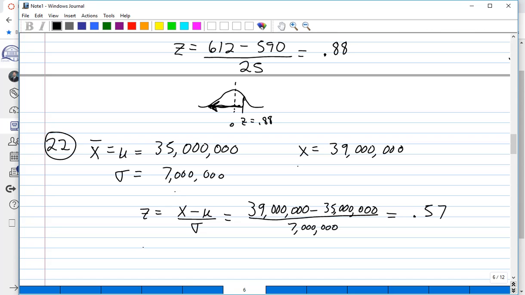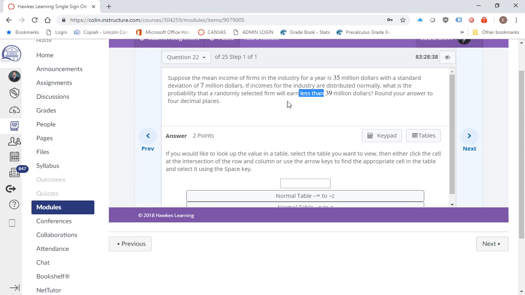Now, since the problem said less than, that's the problems where I will take the area to the left. And remember, that's the way that our tables that we use are actually made. So somewhere there I'll have a z of 0.57. And in the tables, the areas are cumulative from left to right. Okay? So let's look up a z-score of 0.57, and we take the answer from the table.